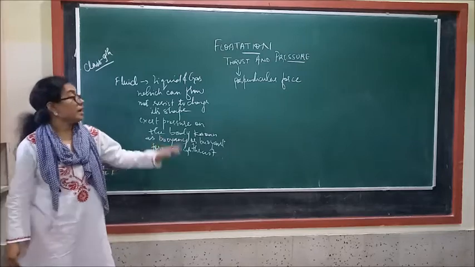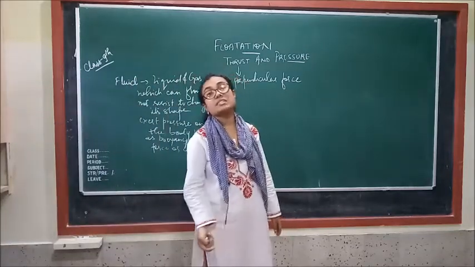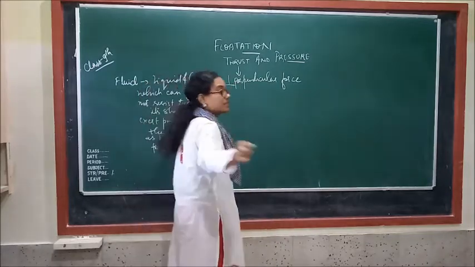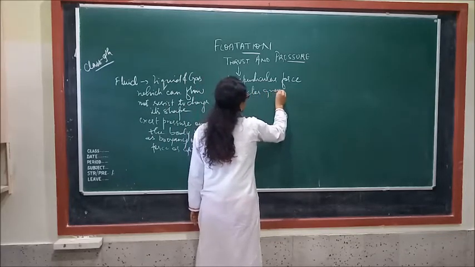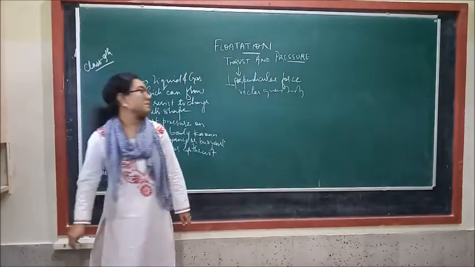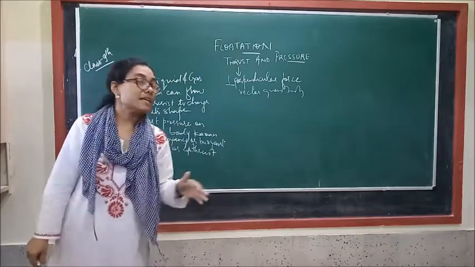Here the direction is specified, and that is the perpendicular direction. So it is a vector quantity. You know two types of quantity: one is vector, another is scalar. Where direction is specified, that is a vector. Perpendicular means 90 degrees. The force is acting at 90 degrees.